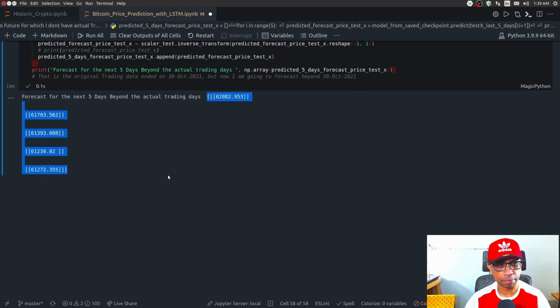See, it's a 5-dimensional tensor I got. So this is the forecasted price for the 6th day, means the next day. So this is the first day of the forecasted period. This is the second day price of the forecasted period. This is the third day price of the forecasted period, and so on.